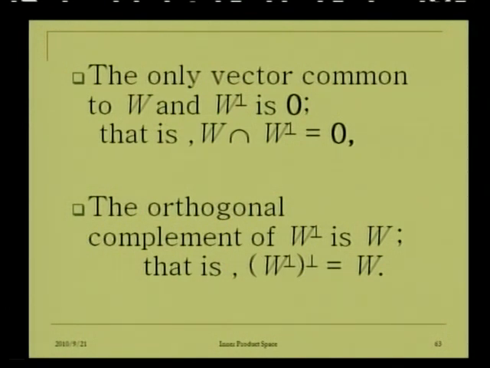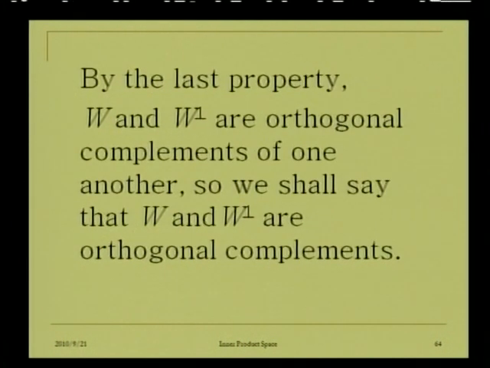The next property is that the only vector common to W and W perp is 0. That is, W intersection W perp is 0. And the last property is that the orthogonal complement of W perp is W. It means if W is a subspace of inner product space V, then its orthogonal complement is W perp, and the orthogonal complement of W perp is again W itself. So perp of W perp is W. By the last property, W and W perp are orthogonal complements of one another, and so in general language we shall say that W and W perp are orthogonal complements.